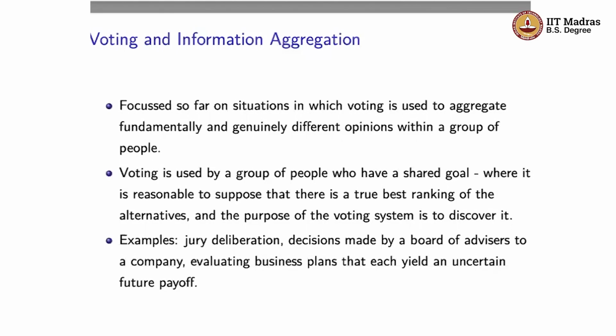So far we have been talking about situations involving voting where the different voters have different opinions about what is the best alternative. And then we want to figure out a way of aggregating all these different opinions into a single ranking system. However, there are other situations in which voters do not really have any conflict of interest, right? In the sense that they all want the same thing, so they all agree on what is the ranking. It's just that they have different information about what is the best thing to do, right?